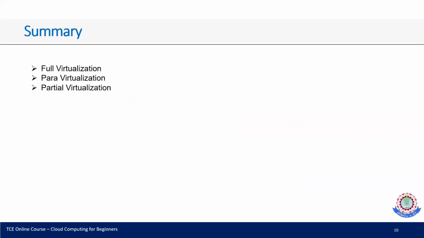To summarize this section, we have seen full, para and partial virtualization of x86 architecture, and we have seen the difference between full and para.